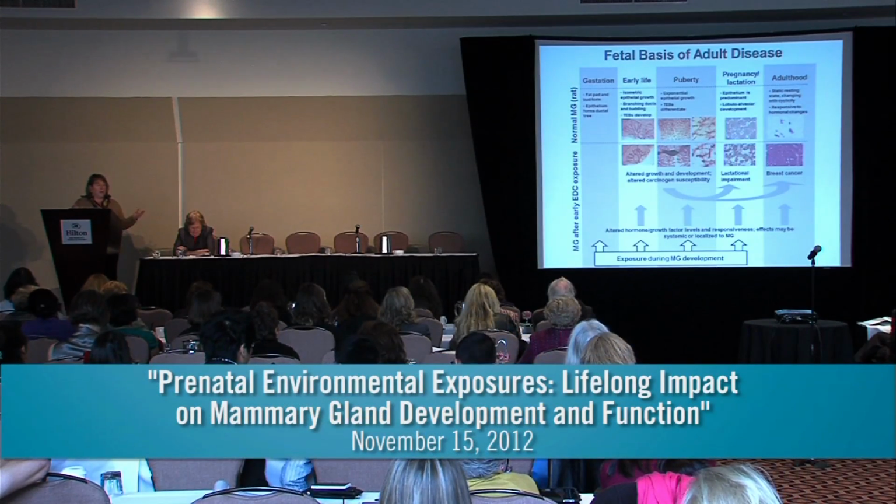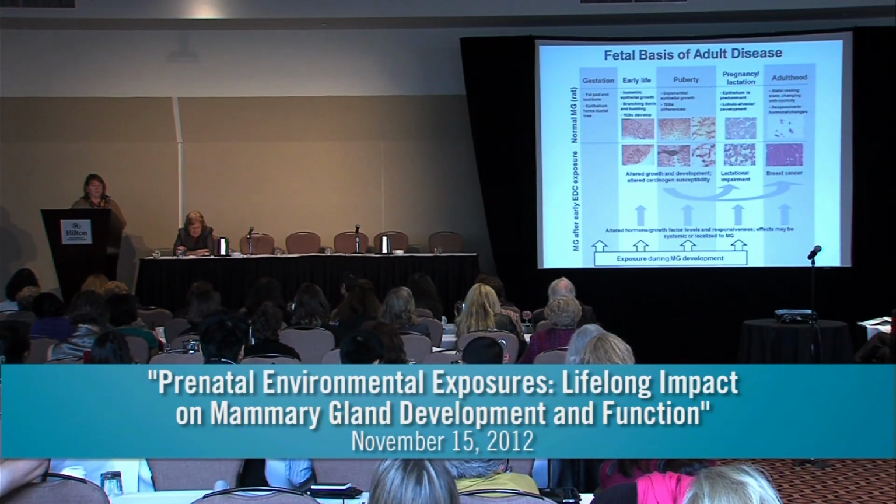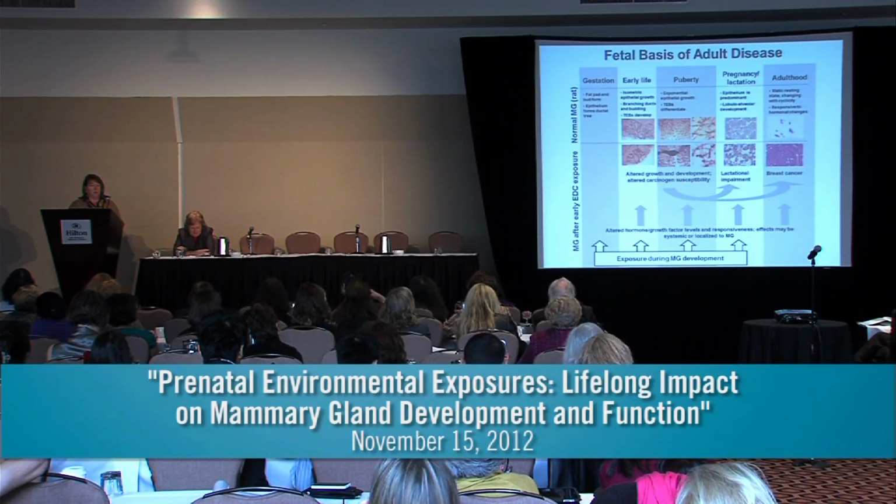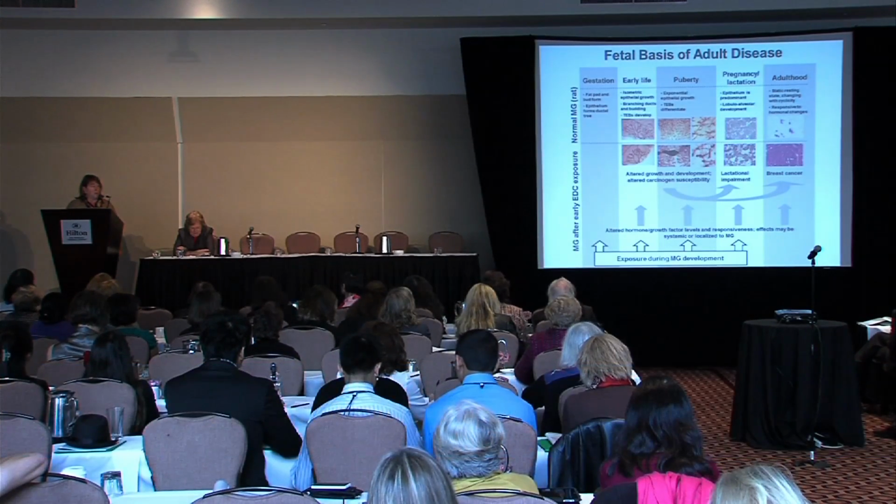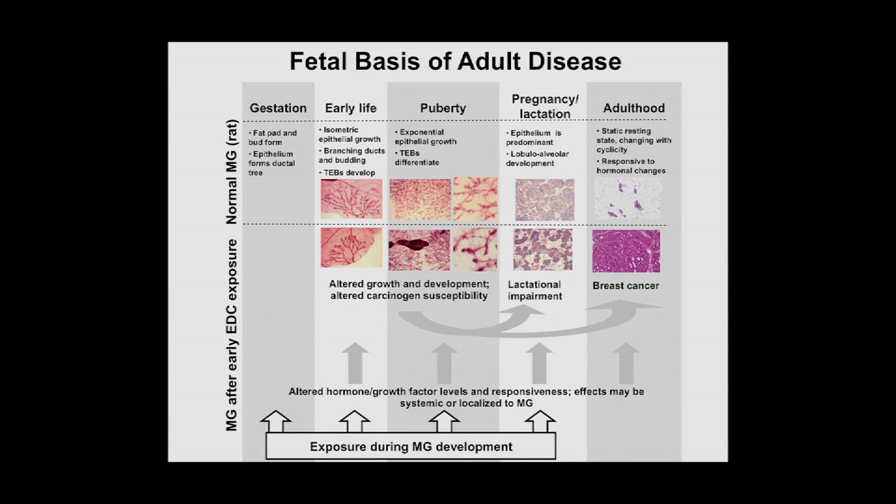So this whole concept of fetal basis of adult disease has been recognized in the breast development and disease field. And there are many reasons for that. Myself and many people in this room have contributed to the knowledge base that has formed this description here. So during gestation, we know that the mammary gland begins to form, the mammary bud forms, and there's an initial branching that takes place in the gland. In early life, after birth, there's a development of the epithelium. It continues to grow into this fat pad that's formed under the layer of the skin.